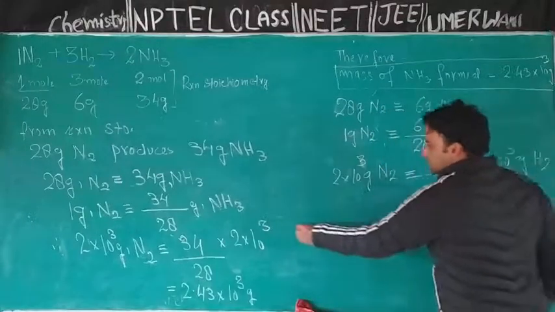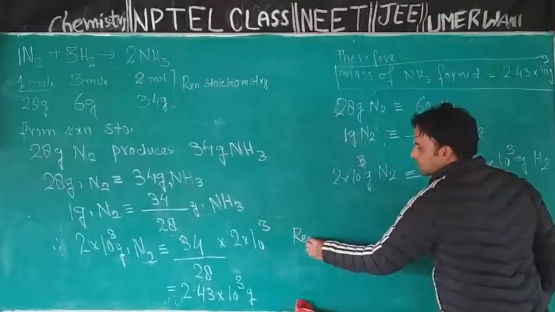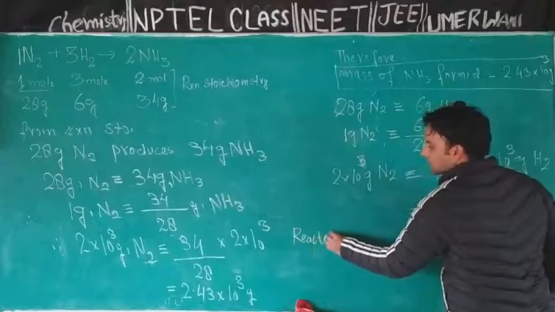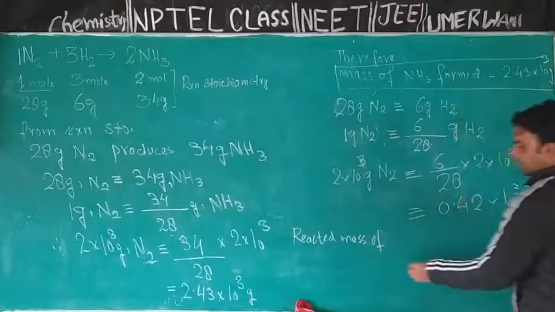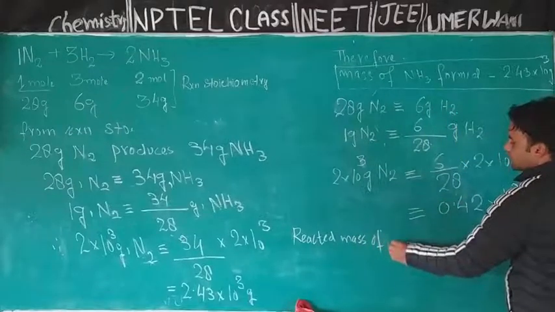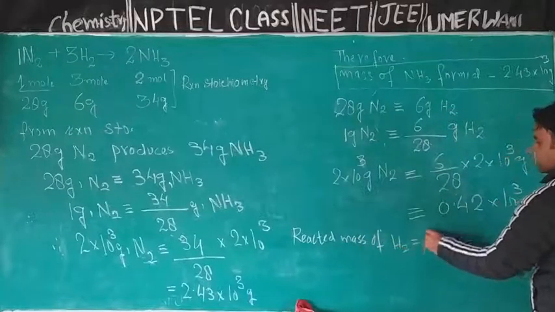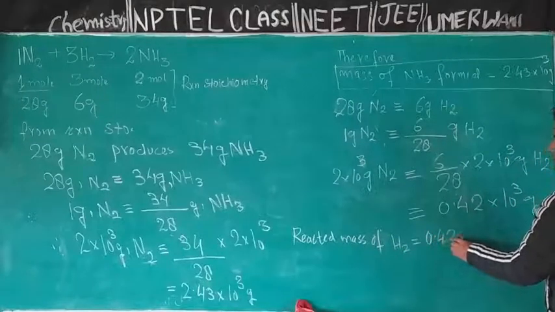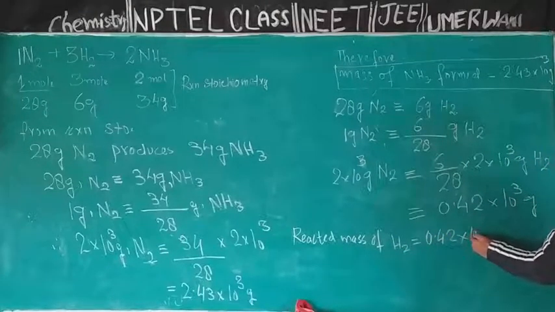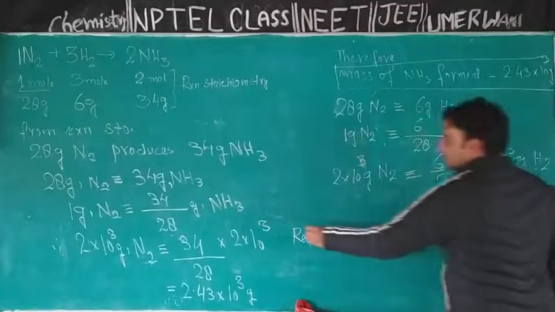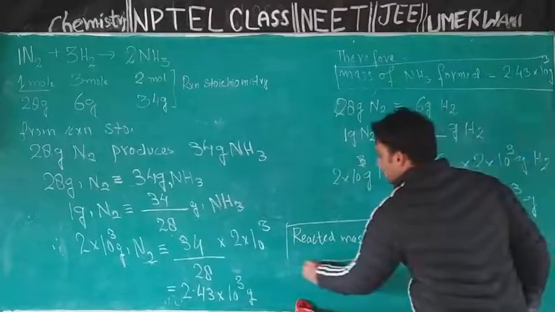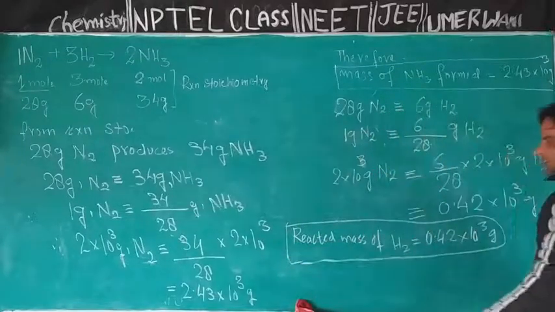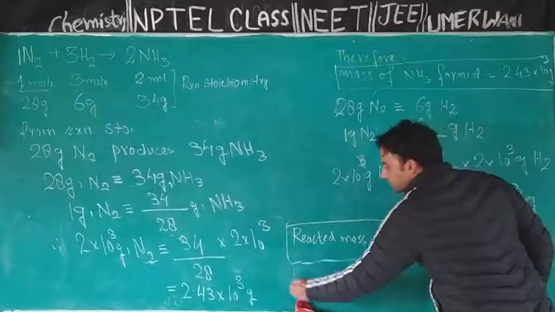Now I will write reacted mass of hydrogen is 0.42 into 10 raised power 3 grams. This much mass of hydrogen will react with 2 into 10 raised power 3 grams of nitrogen. Then what will be unreacted? Its unreacted mass.